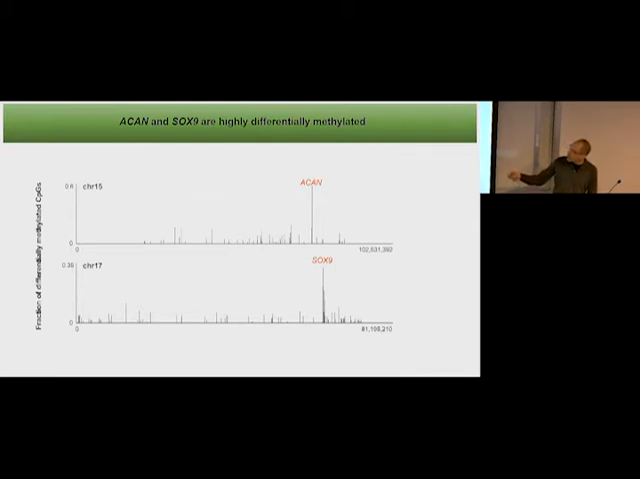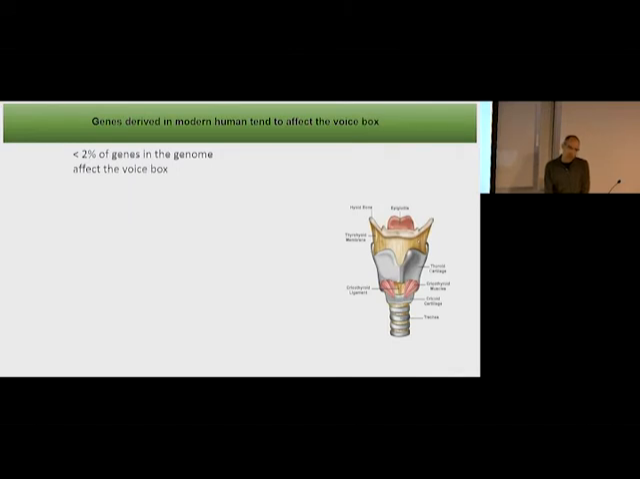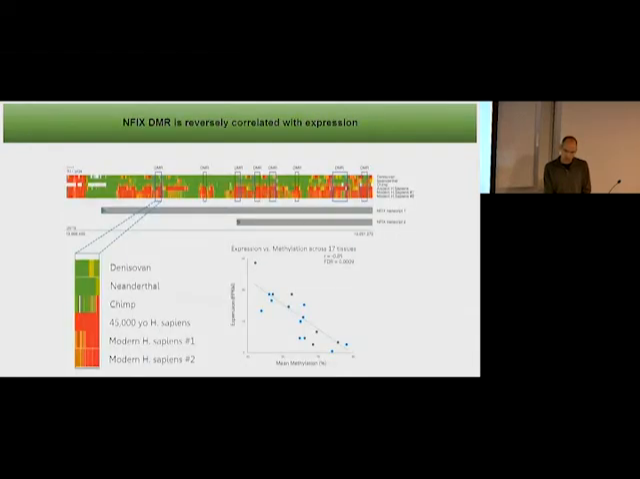This is a measure of differential methylation, and suddenly you see a peak in a specific gene. When we took all these genes and asked what their function is, we found a very strong enrichment in the voice box. In fact, less than 2% of the genes affect the voice box, but 11 out of the 20 most differentially methylated genes affect the voice box. This is a very, very strong enrichment. And I'll show you one example.